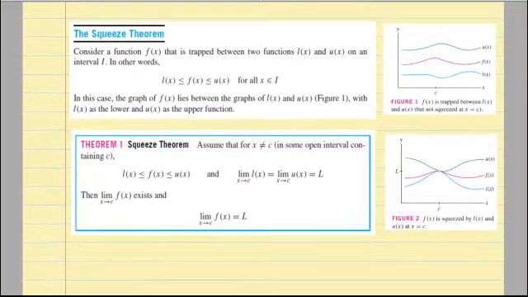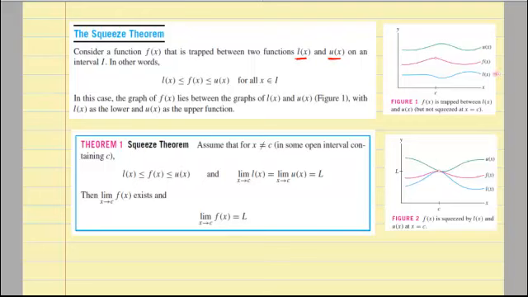The Squeeze Theorem actually makes quite a bit of sense after you look at it pictorially, but when you look at the definition it's not always so clear. So first of all, let's read through the Squeeze Theorem up here. It says, consider a function f of x that is trapped between two functions. The two functions that we're trapped between are the lower and the upper, and so they're using L to represent lower, U to represent upper.